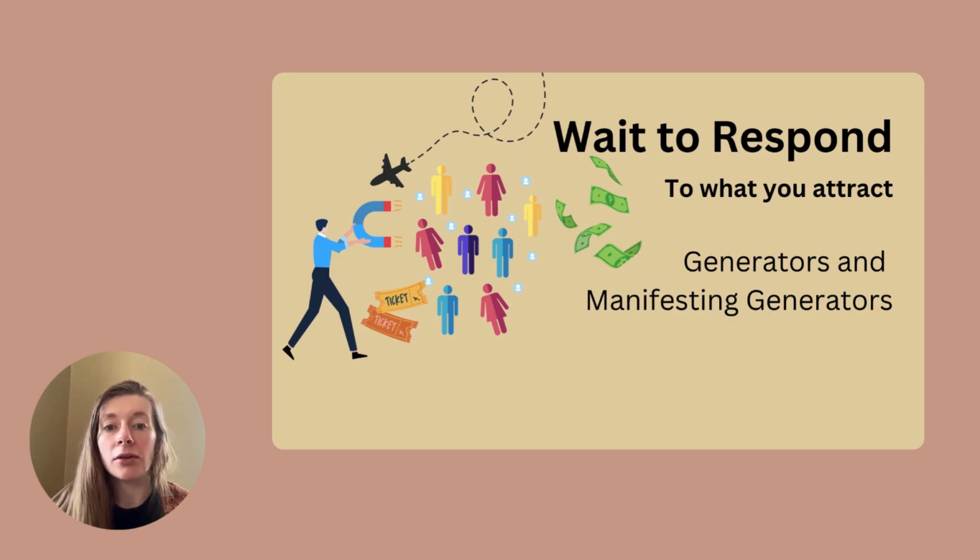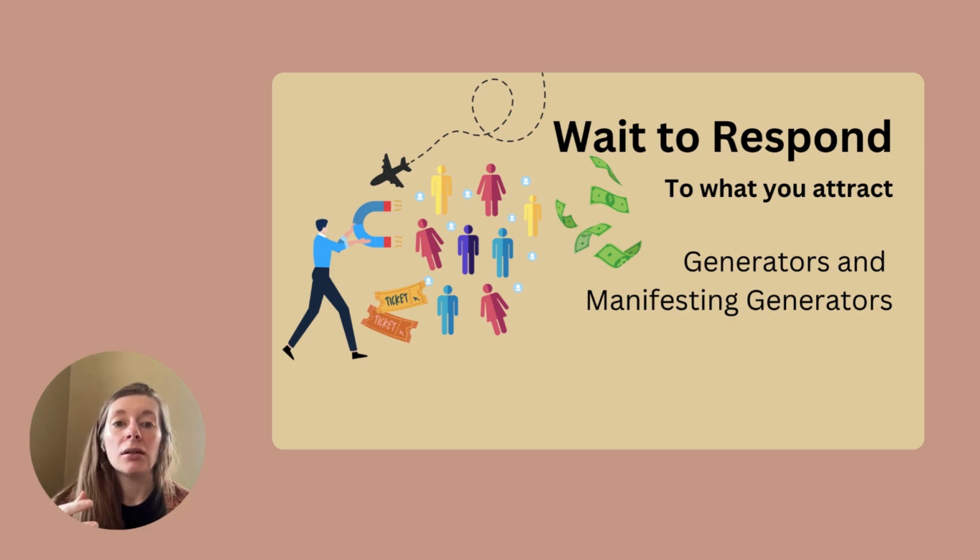Generators and manifesting generators have the same core foundational strategy. Now, a manifesting generator has an extension type that we'll talk about in a little bit in a different part of the video when we talk about the manifesting side, right? So the strategy here is wait to respond to what you attract. So you're attracting things and manifesting things to you, and then it's staying the course, right? And then it'll come to you. And so that's really what this is about.